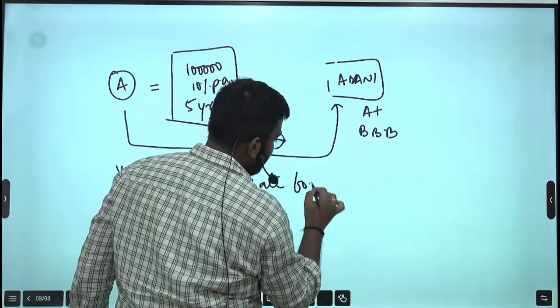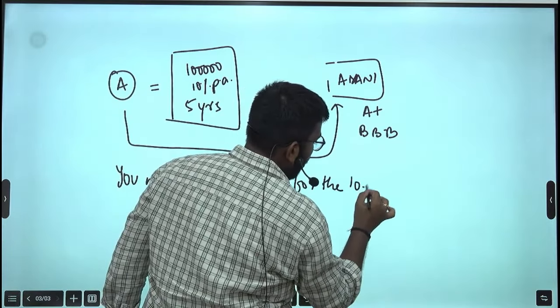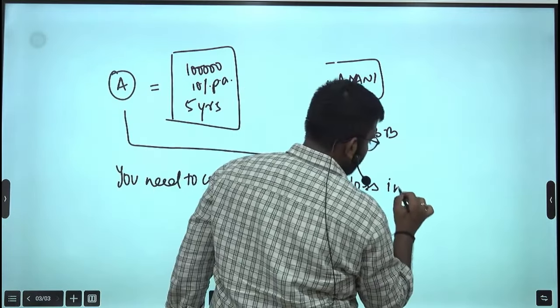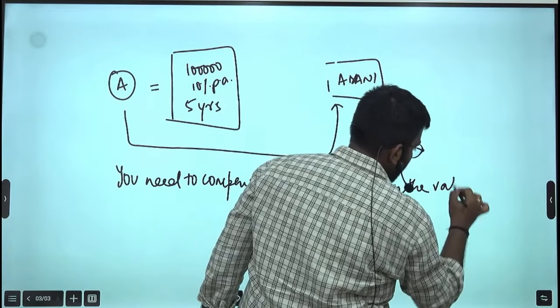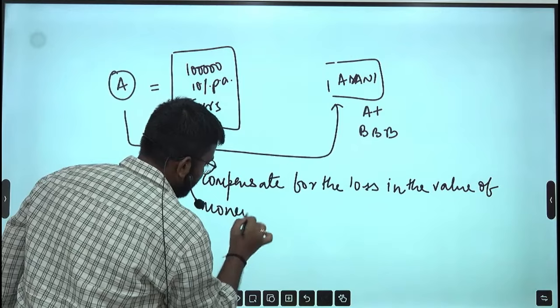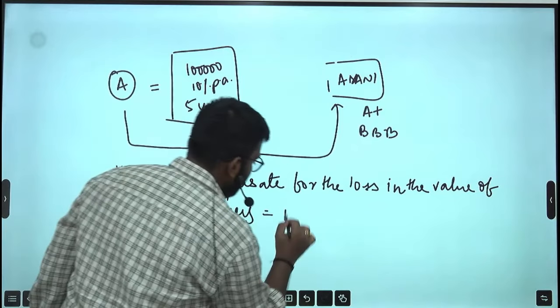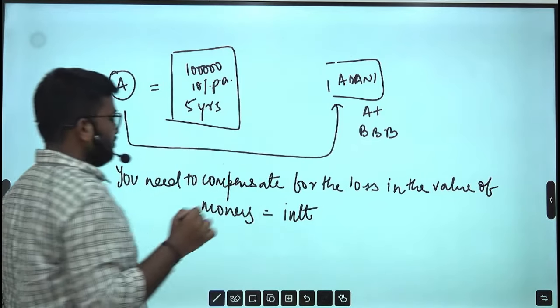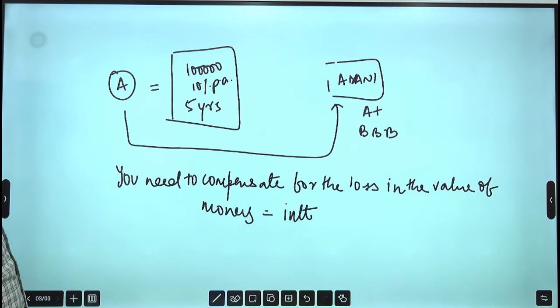for the loss in the value of money is equal to interest. You need to compensate for the loss in the value of money.